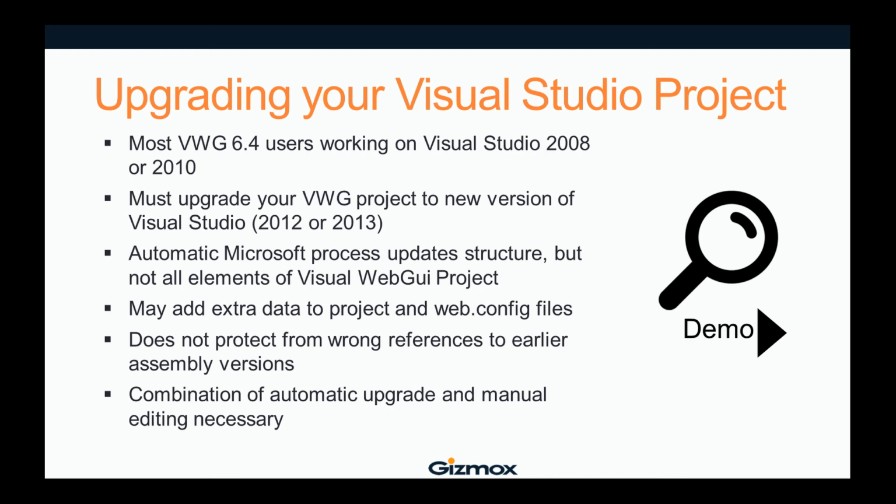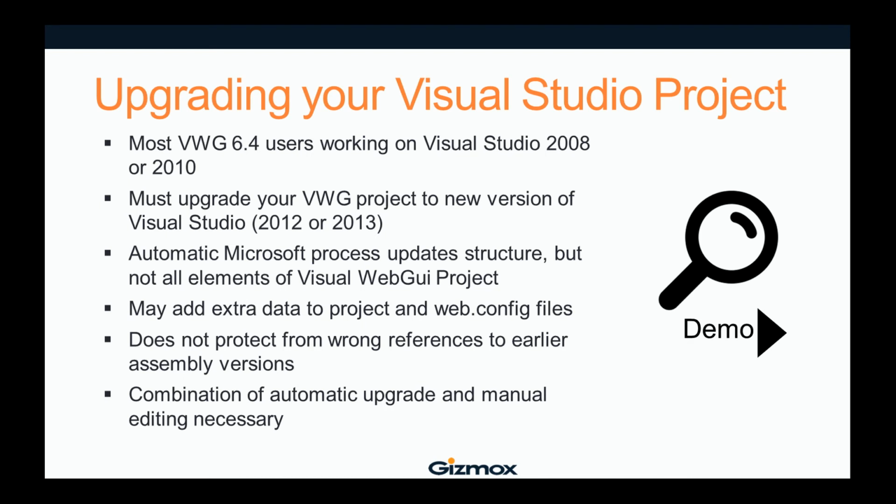Thank you, Itzik. Regarding the automated process that Microsoft Visual Studio will supply you, you can open a project originating from Visual Studio 2008. You can open it in 2012 or 2013, and it will automatically convert the project structure, etc. But it will not handle everything that we need to handle regarding Visual WebGui. It may add extra stuff to your web config files. It will miss upgrading the integrations of Visual WebGui, etc. And it may continue referencing the old Visual WebGui assemblies, etc. So what we are going to demonstrate today is a combination of automatic and a manual upgrade.